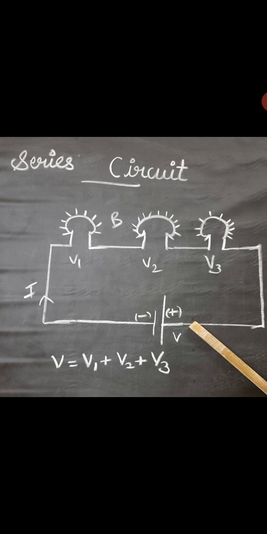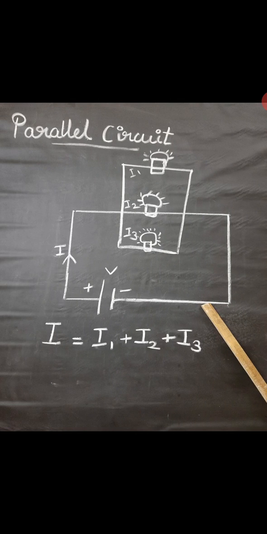Let us consider three bulbs connected in series. Let I be the current, and V1, V2, V3 the voltages across each bulb. V is the total voltage, which is the sum of the individual voltage drops across the bulbs. V is equal to V1 plus V2 plus V3. This is the formula for the series circuit.